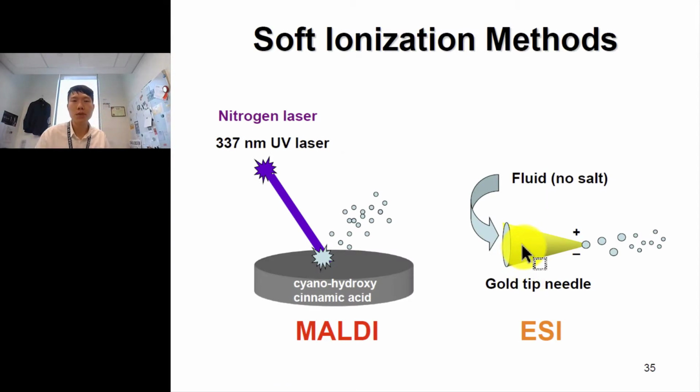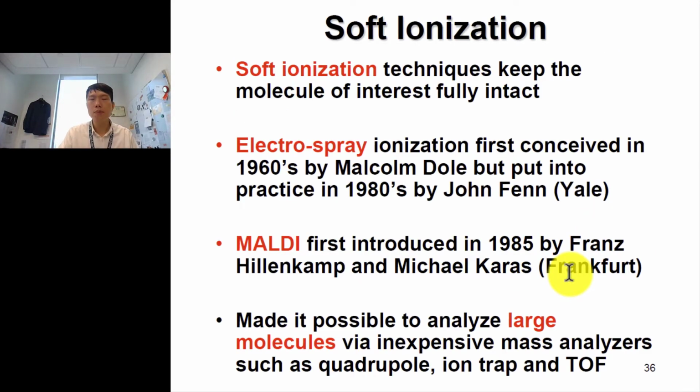So back to our different kinds of ionization methods. Here we talk about soft ionization, a nitrogen laser, a 337 nanometer UV laser. Ooh, the surface is a MALDI. Cyanohydroxycinnamic acid shoots up this aerosol, this very small fragment. ESI, you put the fluid, right, without any additive ionic compound, through a very small orifice and it shoots up because the charges like to repel each other via this gold tip needle, ESI. So soft ionization techniques keep the molecule intact. You don't want to break the bonds.